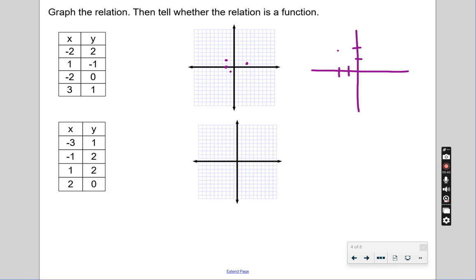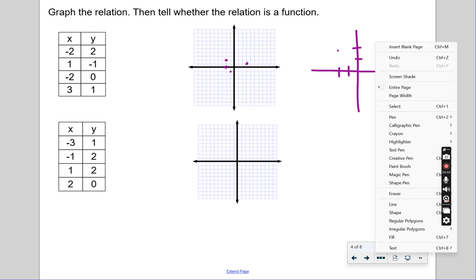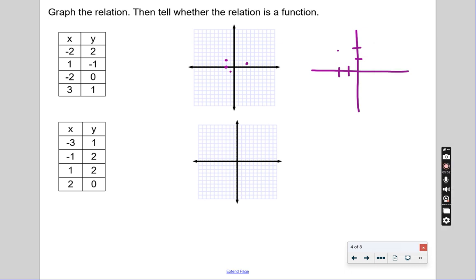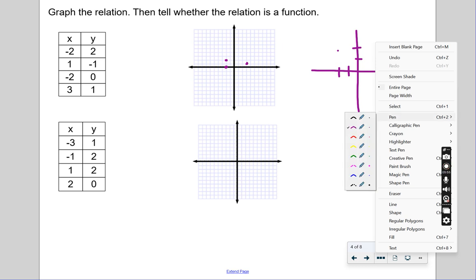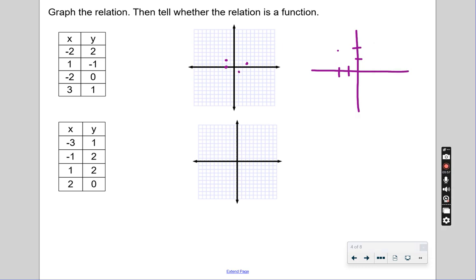Is this one a function? Oh, what did I do? Okay, all right, 1, -1. There we go. Okay, that's right now. But is it a function? No, still not a function. Why not? Yeah, and it's right here. -2 is giving 2 and 0 as an output. So this one is not a function.